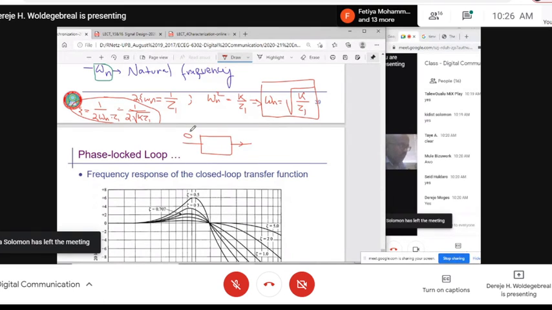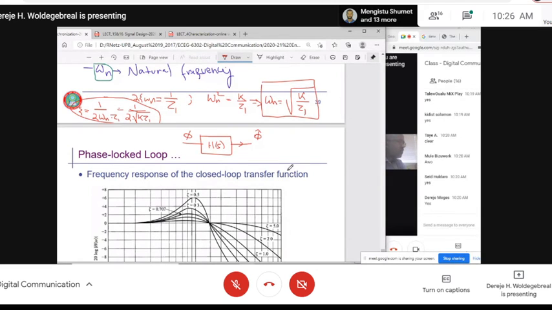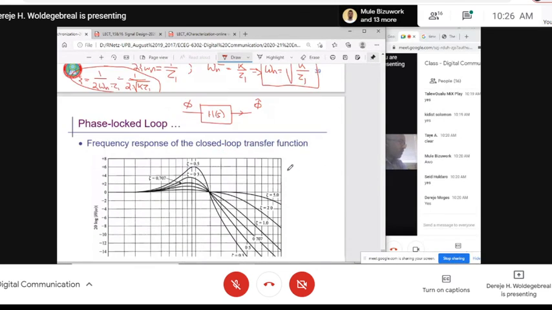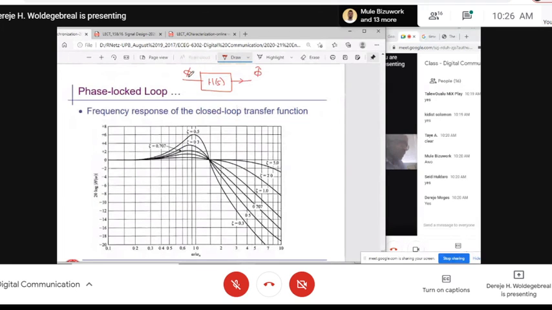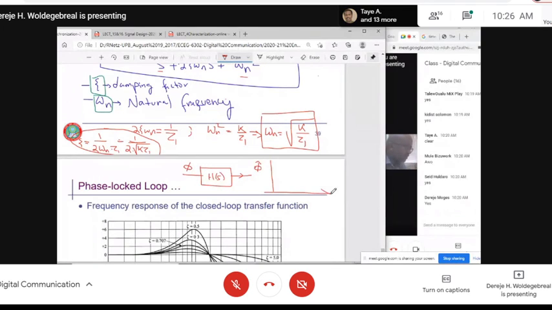የሲስተማችን ኢንፑት ፋይ ነው፣ አውትፑት ፋይ ሃት ነው። Transfer function H of s. So, ምን ማለት ነው? Input to a file ማለት R ውስጥ ያለው phase ነው. Okay? R ውስጥ ያለው phase ማለት ነው. So, R ውስጥ ያለው phase የሆነ value ሊኖረው ይችላል.